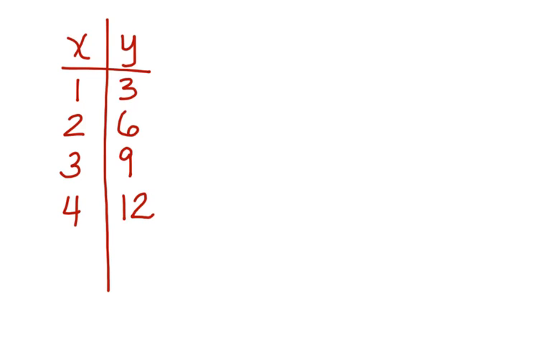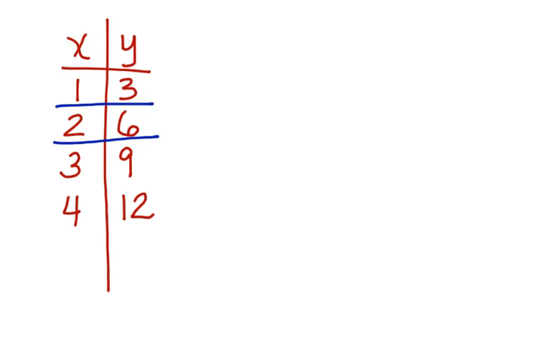Now let's look at the relationship between the x and y values. From 1 to 3, we could say we added 2, or we multiplied by 3. Looking at just one pair, one x value and one y value, doesn't tell us what the pattern is, so we have to look at more than one. Look at the next one.